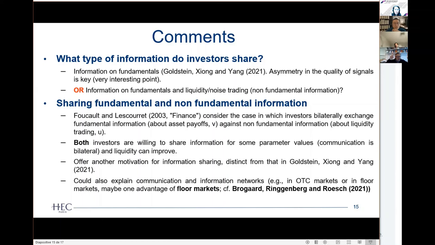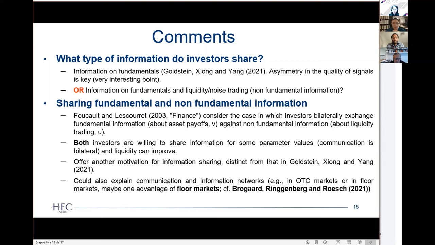And what we found is that there are parameter values for which both guys will be very happy to share information that will make their expected profit larger for each of them. So in this case, there is bilateral communication, and that will even increase their aggregate profit. And so maybe that's not the relevant type of case for social media, I don't know. But that's certainly another type of information sharing. And in fact, that may be one advantage of using OTC markets and floor markets, because in those markets, people may be able to develop this type of arrangement to share fundamental versus non-fundamental information.